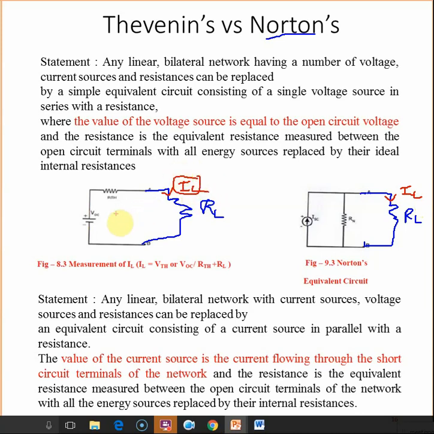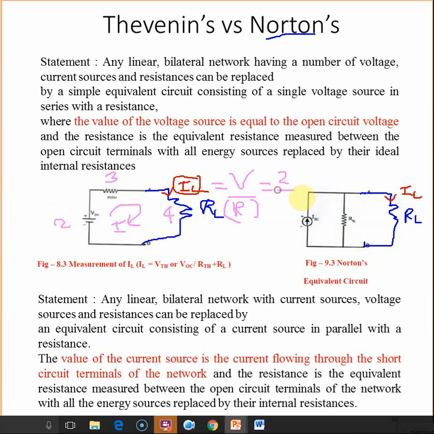Very simple. Ohm's law based, you close the circuit. I is the flow, then I is equal to, what is the formula? Ohm's law: I is equal to V by R, V divided by R value. So how many R's are there? There are 2 R's: RTH plus RL. Why plus? Because these two are connected in series. For example, this is the value 2, this is the value 3, this is the value 4, substitute.